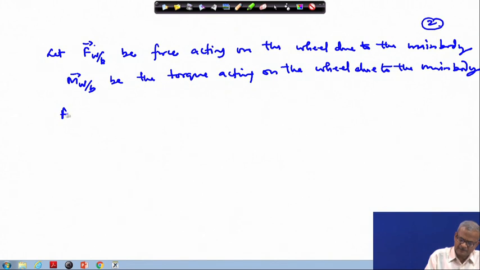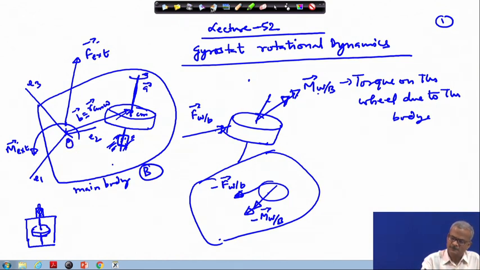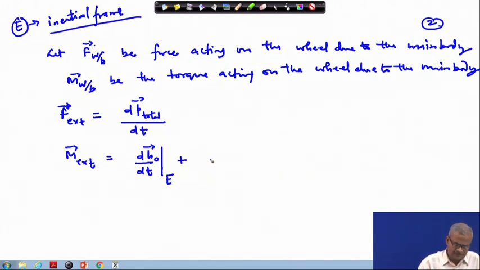Okay, so finally, what are we going to get? We are going to derive this equation. If F external is the force acting on the main body inside which the wheels are also accommodated, then this will be given by dP_total/dt, where P_total is the linear momentum which we have already derived. And the other equation, M external, will be given by dh/dt, and this is about point O, because we are writing the whole thing about this point O. So, this is about point O, but with respect to the inertial frame, this E stands for inertial frame, plus the velocity of the point O cross P_total.